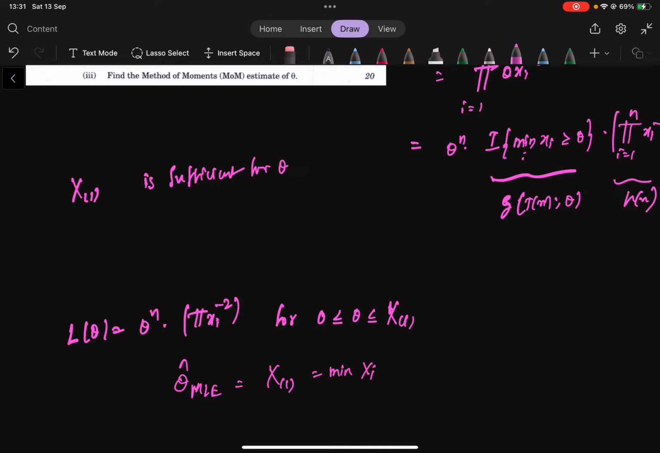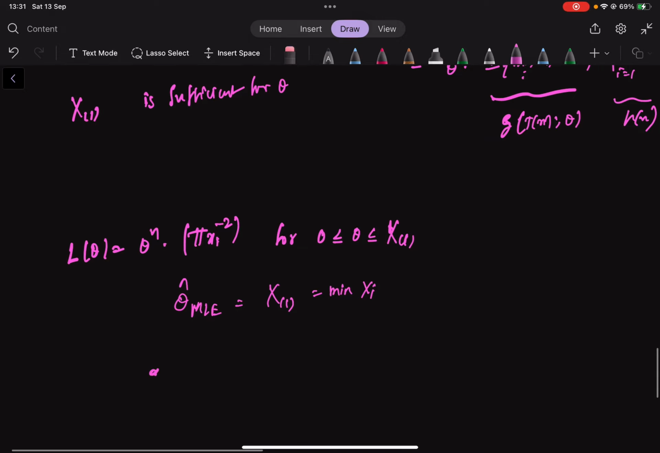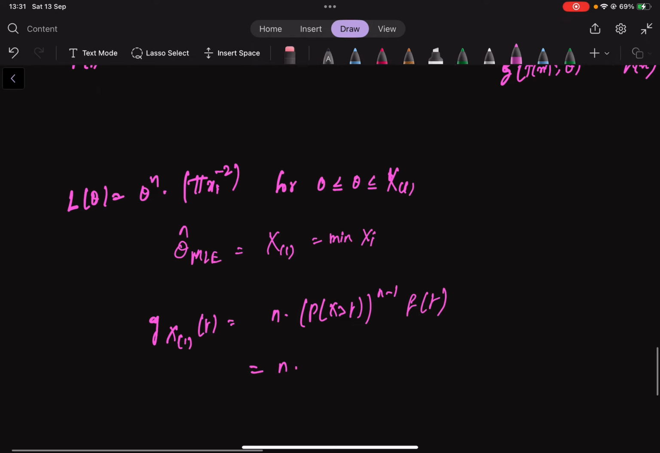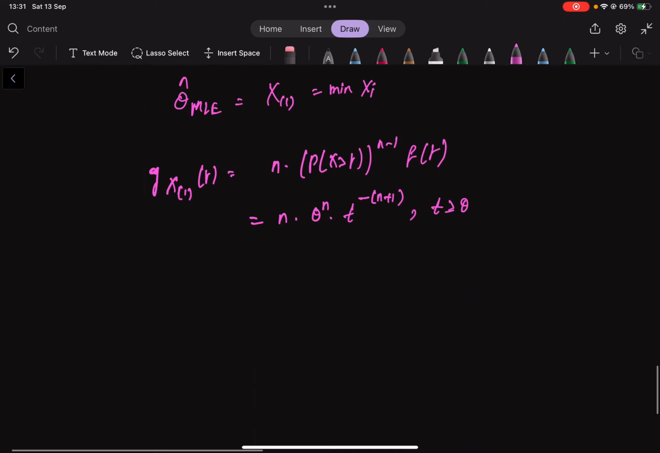So if I find the PDF of the minimum, that will just be n times the probability of X greater than t, whole to the power n minus 1, into f of t. So that is nothing but n times theta to the power of n into t to the power minus n plus 1, when t is greater than or equal to theta.